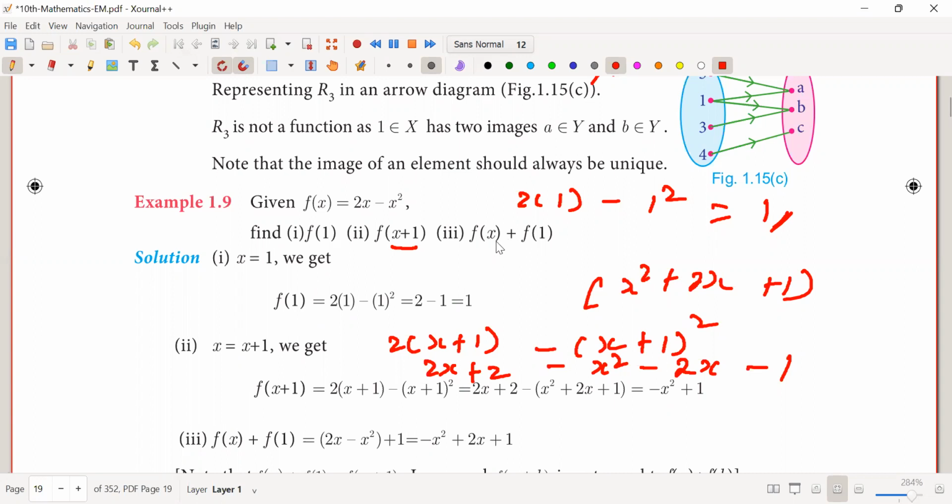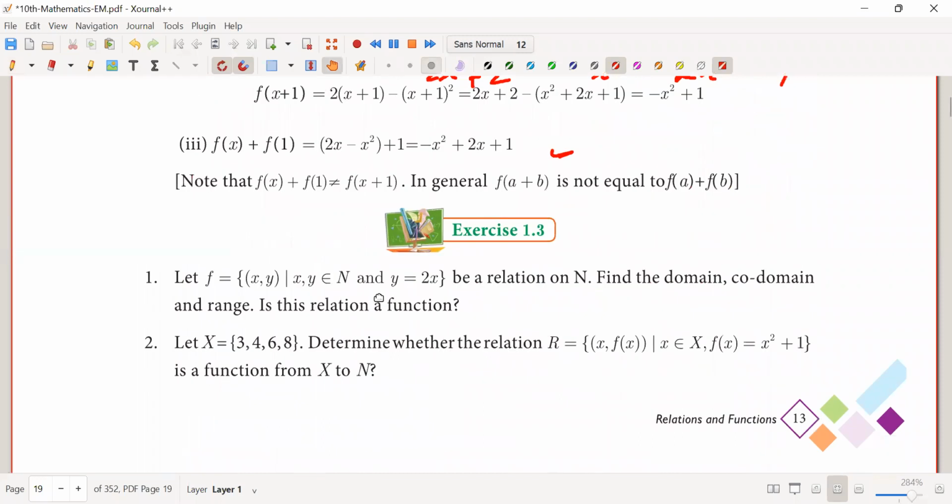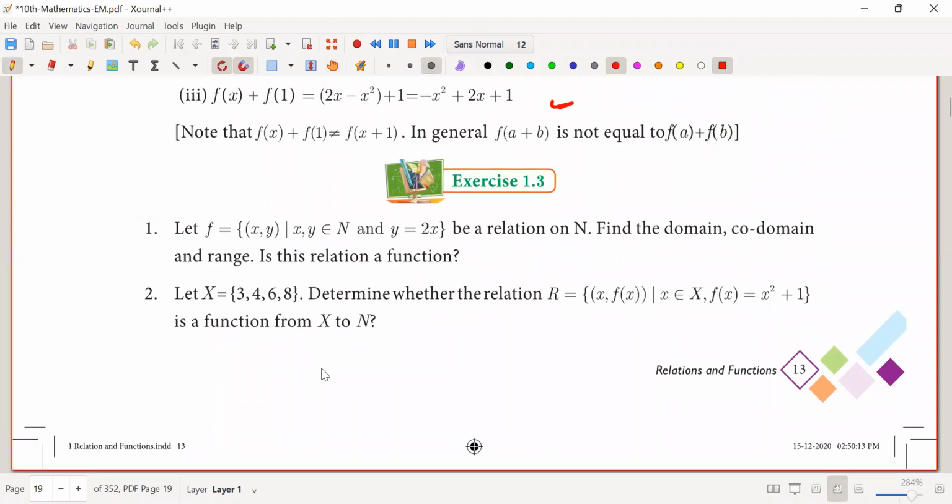So f of x plus f of 1. If I substitute f of x, it is 2x minus x squared. It will be just the same. Plus f of 1. F of 1, we already found out is 1. I'll be adding that one up. Okay? That's what we'll be doing in this exercise.